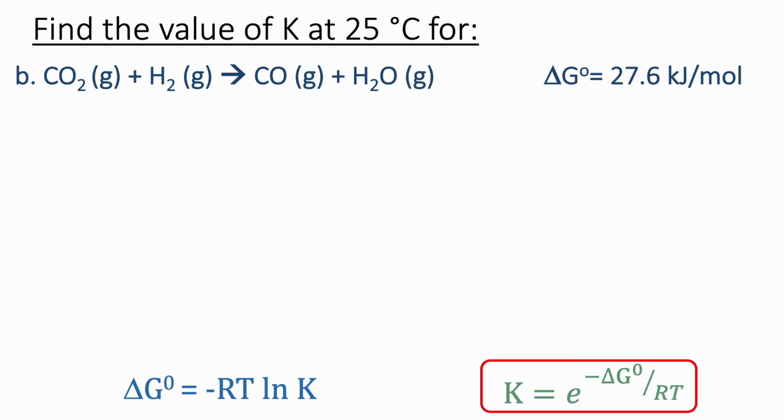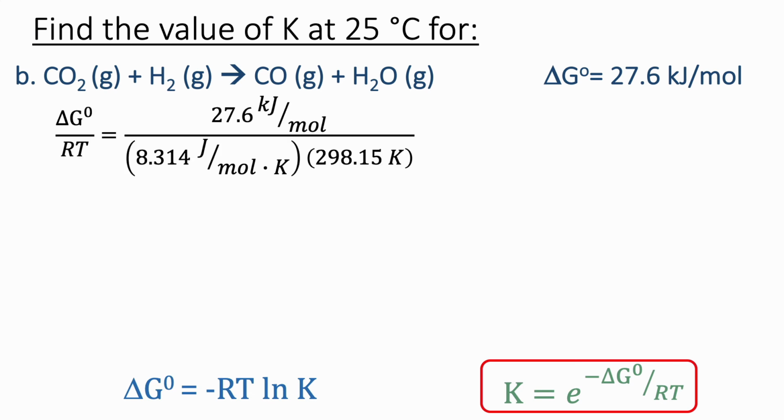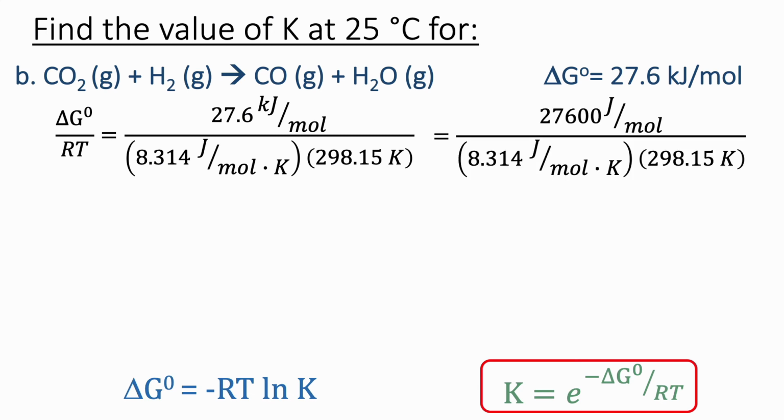Here's another reaction, carbon dioxide reacting with hydrogen gas to form carbon monoxide and water. Our delta G naught value is 27.6 kilojoules per mole. So let's use that same equation. Let's plug our values into our delta G naught divided by RT expression, convert the kilojoules to joules, and so our exponent, we're going to have 11.13.